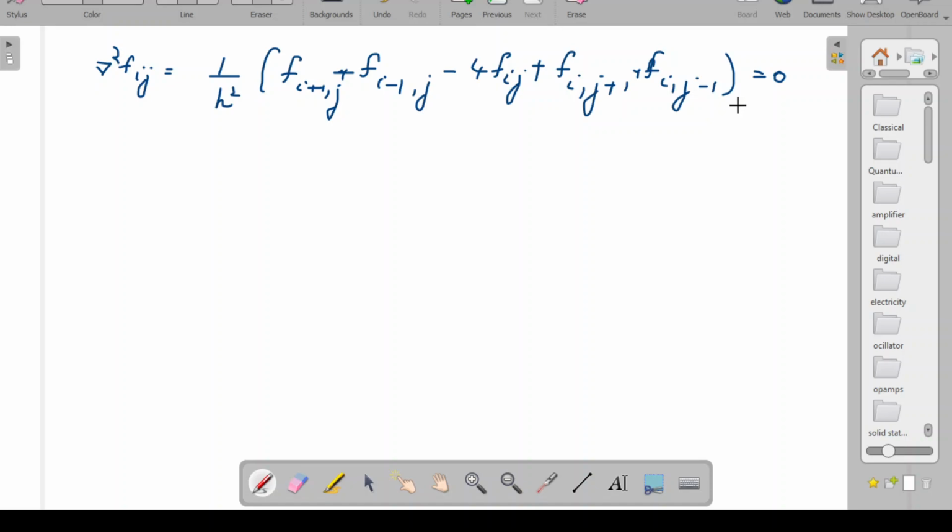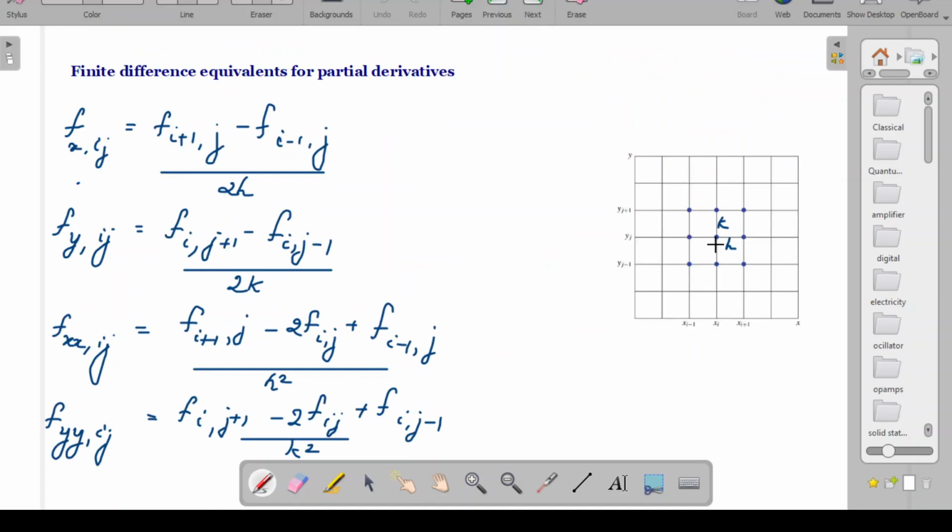So this is the equation. On observing this equation, you can see that it is a 5-point difference formula. There are 5 points involved in this formula, right? It contains f ij, which can be considered as the central point, and the other 4 points are its neighboring points around the central point, as you can see in this figure. So you can find f ij using these 4 surrounding points.